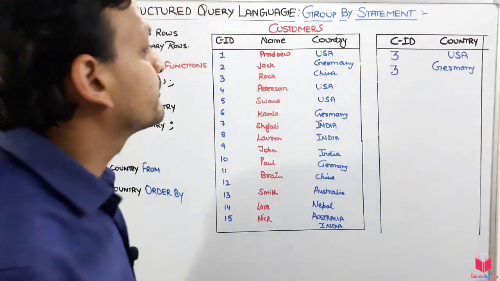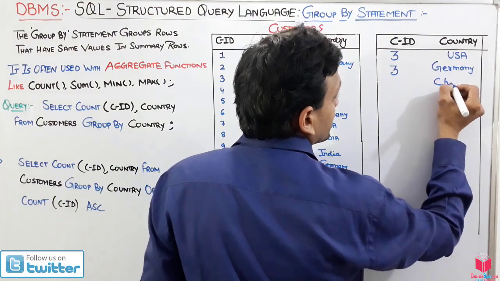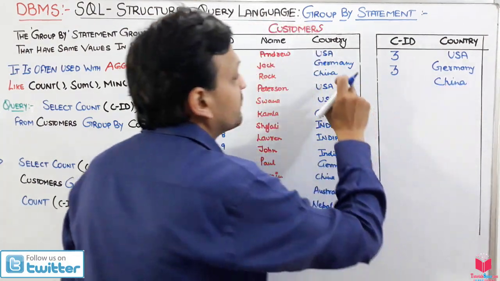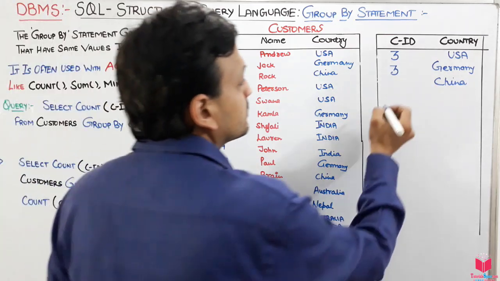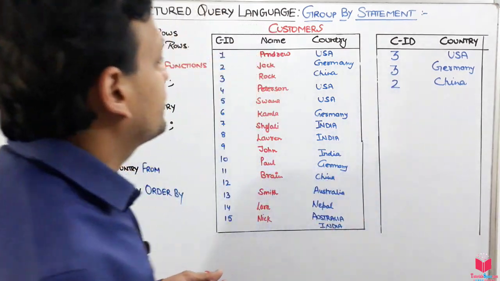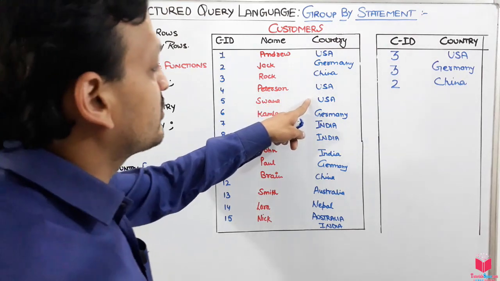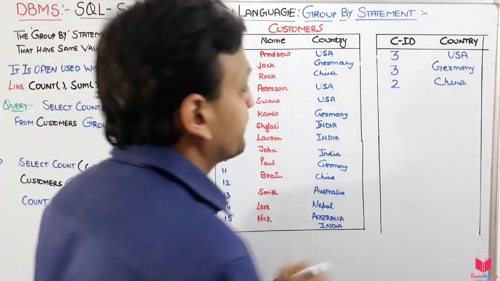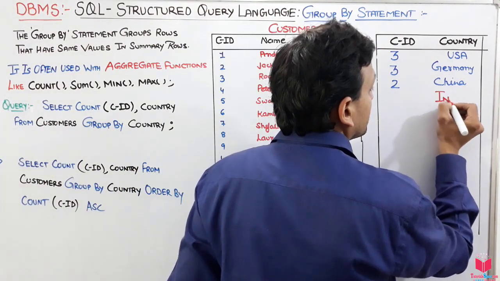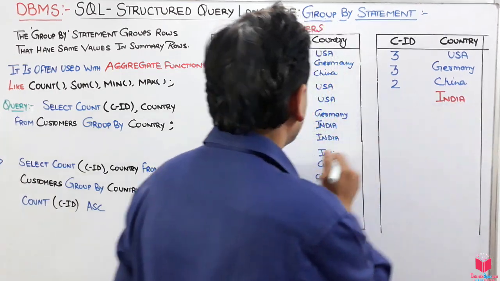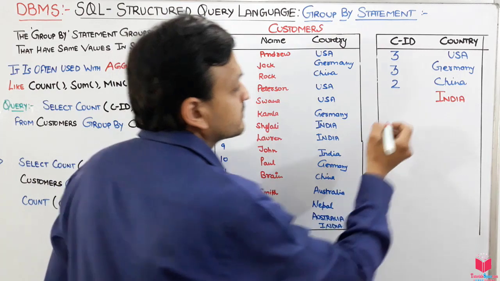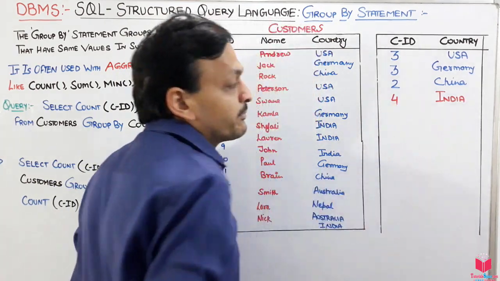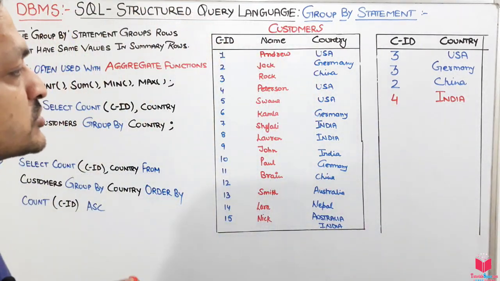Then China, we have to group those values. 1, 2, only 2. After that, USA is already done, Germany done, India. 1, 2, 3, 4. That means 4 employees live in or belong to India.